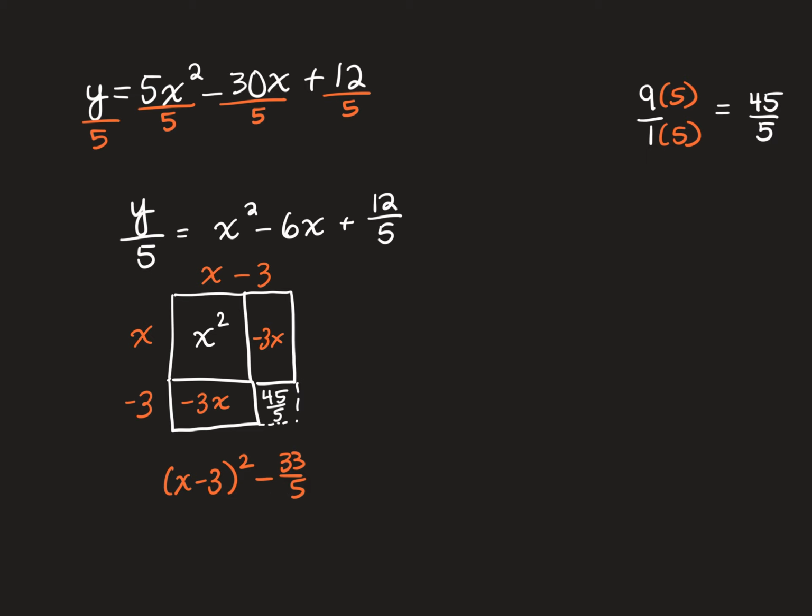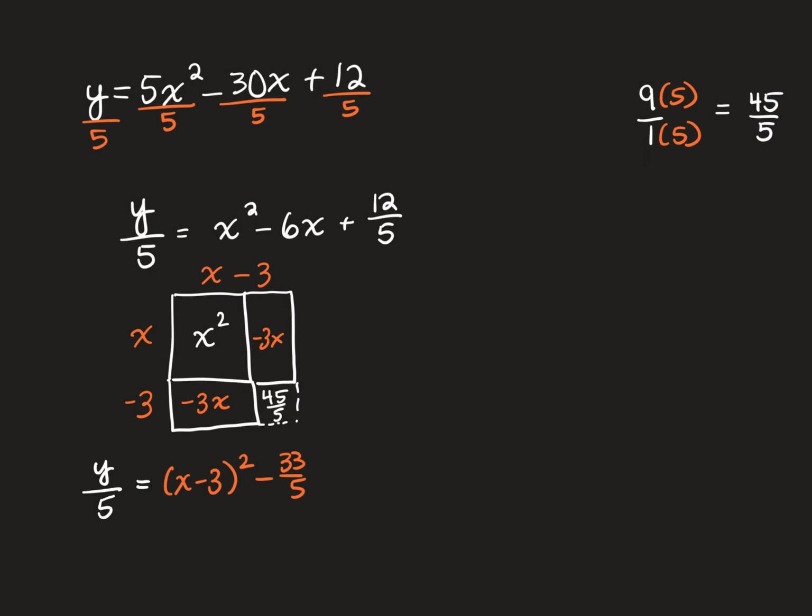So what I've done is I've rewritten my expression. But remember, it's not just y, it's y over 5, because we divided by 5 in the beginning of our process. So now what I'm going to do is go back through and multiply everything by 5.